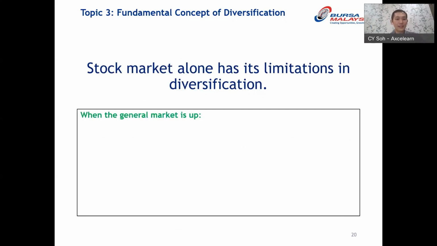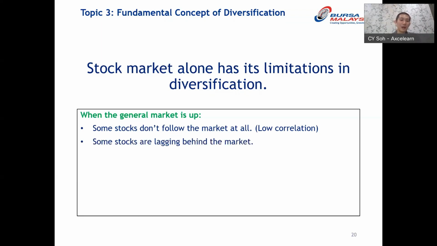Let's say when the general stock market is up, the first scenario, some stocks don't follow the market at all. Can you relate to this, for those of you who have experience in the stock market? Let's say when FKLI or the FBMKLCI goes up by 200-300 points, some stocks that you invest in or trade just don't follow the market at all. This is what we mean by low correlation. It doesn't follow the market, because some of the stocks are lagging behind the market.